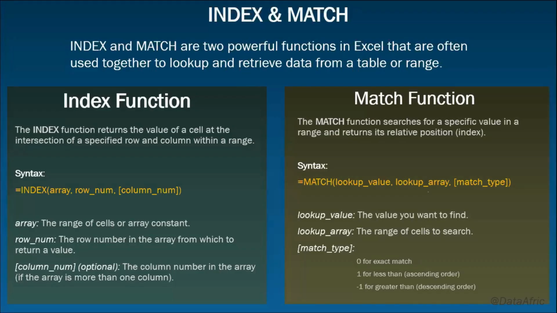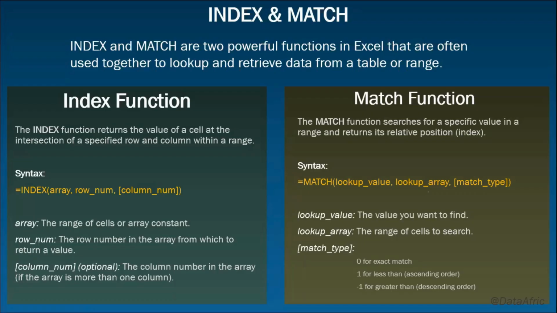But what is INDEX and what is MATCH? INDEX helps you to return the value of a cell at the intersection of a specific row and column. Just like your cell, you know what a cell is? A cell is that point where your column and your row intersect. That point is called your cell. So INDEX helps you to bring out the value, any value you have inside the cell, while MATCH helps you to get the position of that value.